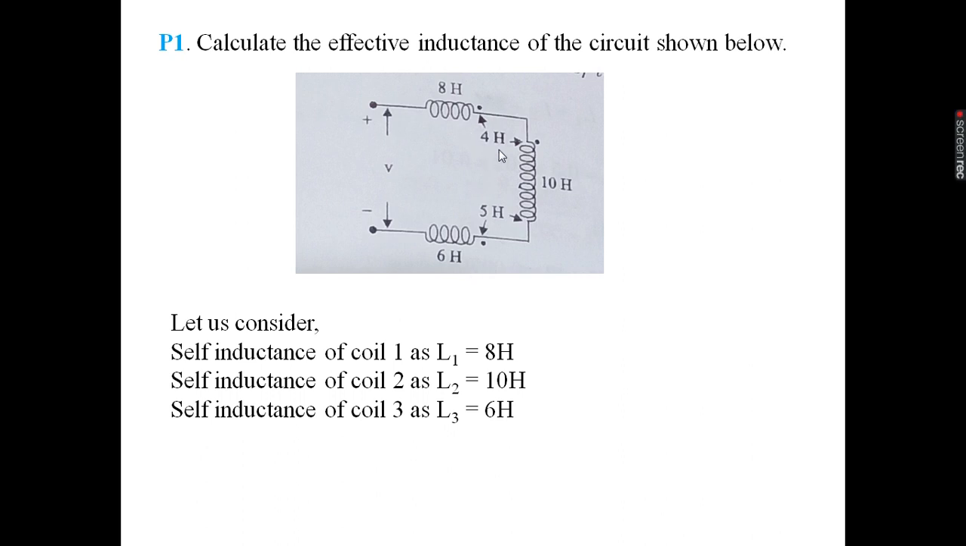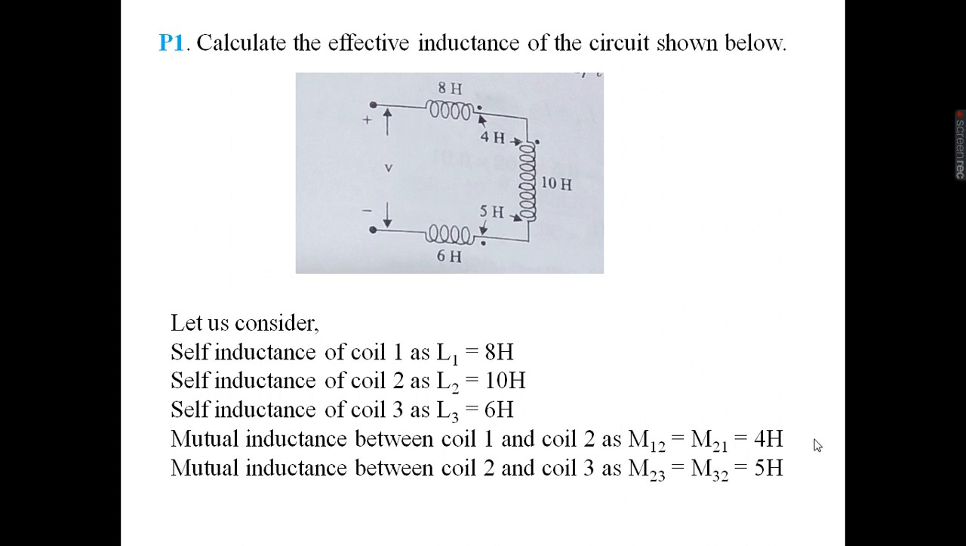And now you can see two more inductances are given. These are called mutual inductance, between coil 1 and coil 2 and between coil 2 and coil 3. Mutual inductance between coil 1 and 2 can be taken as 4 Henry. Similarly between 2 and 1 both are the same, correct? So M12 is equal to M21, which is 4 Henry. Similarly, mutual inductance between coil 2 and coil 3 is M23, which is equal to M32, which is 5 Henry.